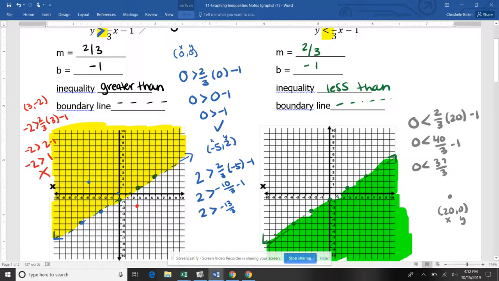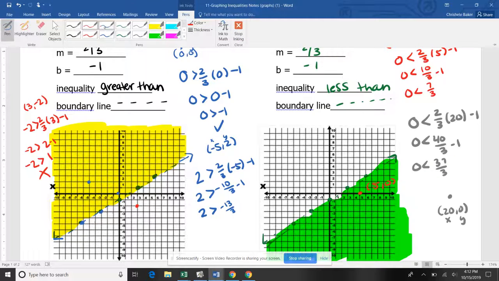Let's see something obvious that should work. How about that? That's 5, 0. 0 is just an easy thing to pick because it's easy to compare to. With 5, 0, this is x, this is y. Is 0 less than 2/3 times 5 minus 1? 2/3 times 5 would be 10/3. Subtracting 1 would be subtracting 3/3, so that's 7/3. Yeah, 0 is going to be less than this positive fraction.